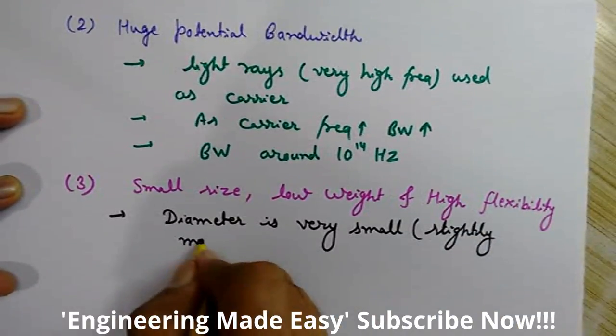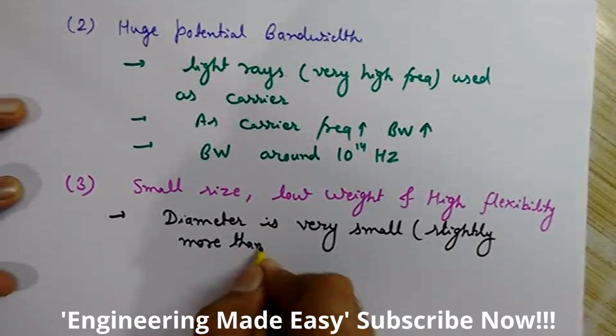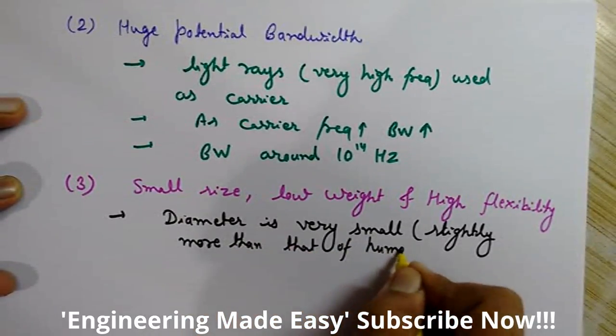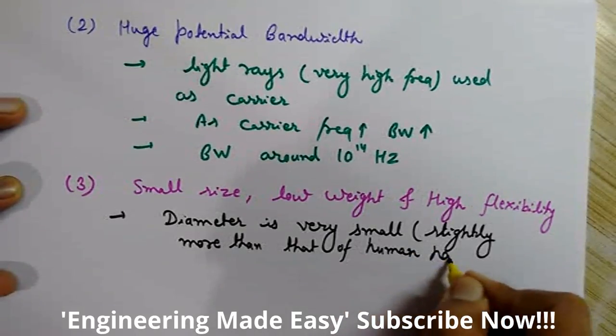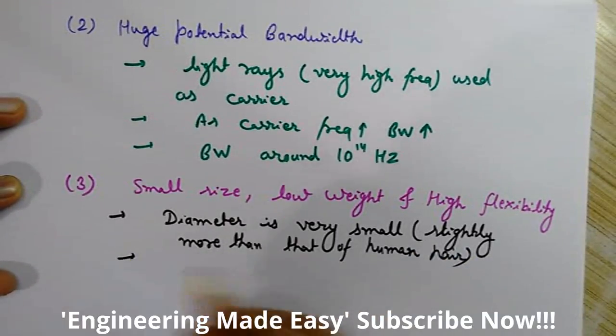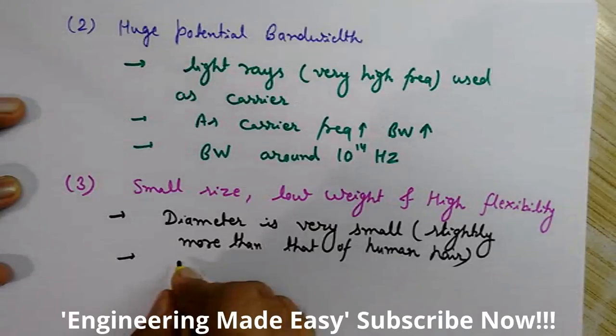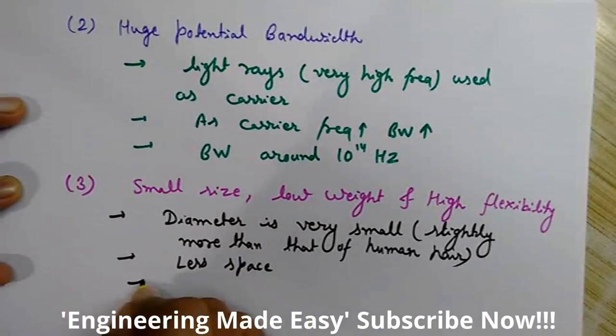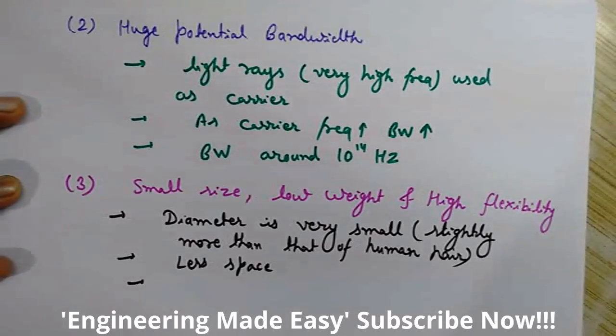Slightly more than that of human hair. Okay, and so it occupies less space. Because of this, it occupies less space, and optical fibers are also very lightweight compared to metallic wires.